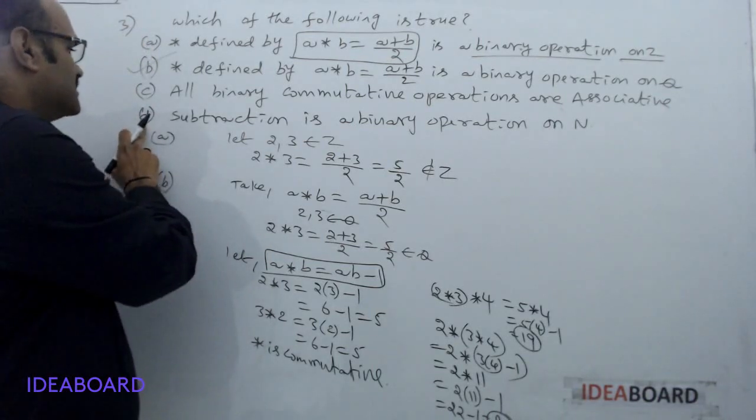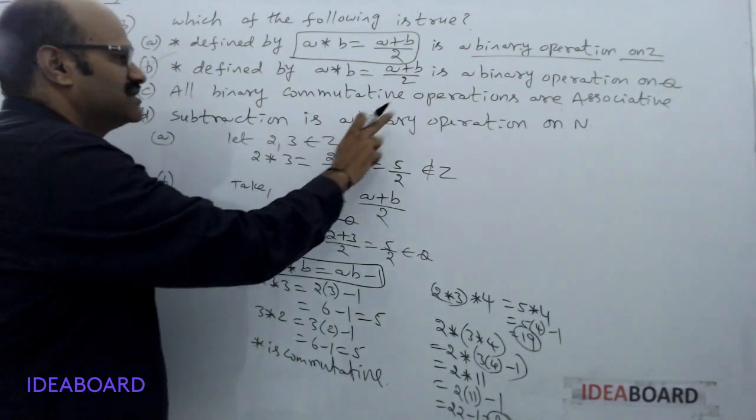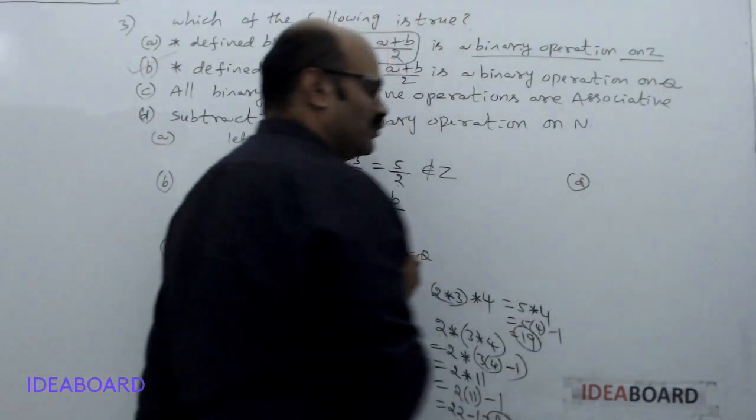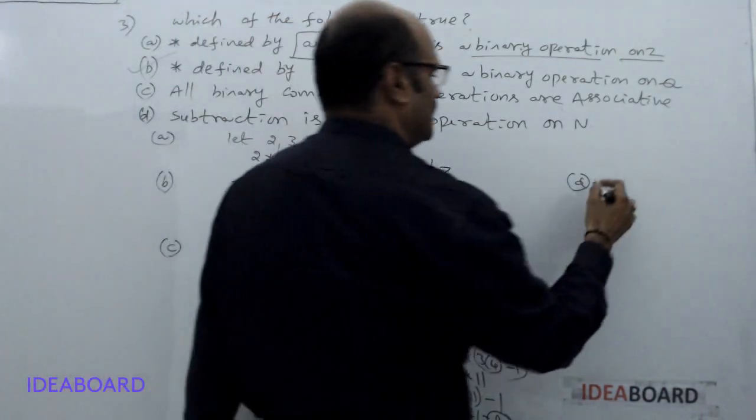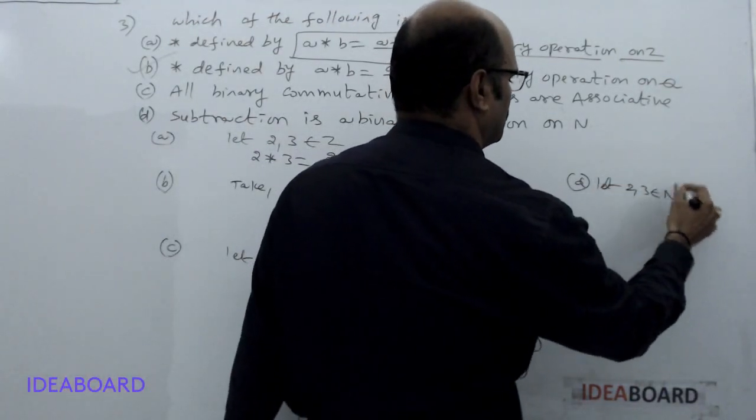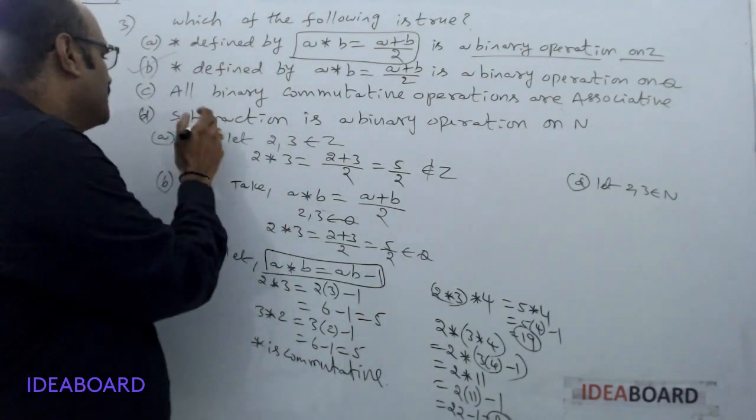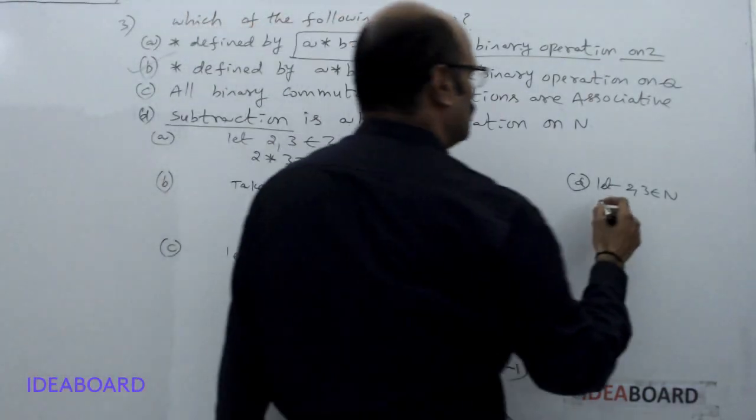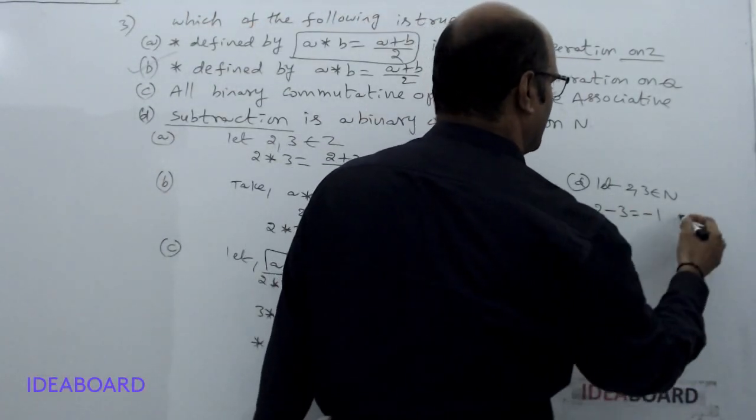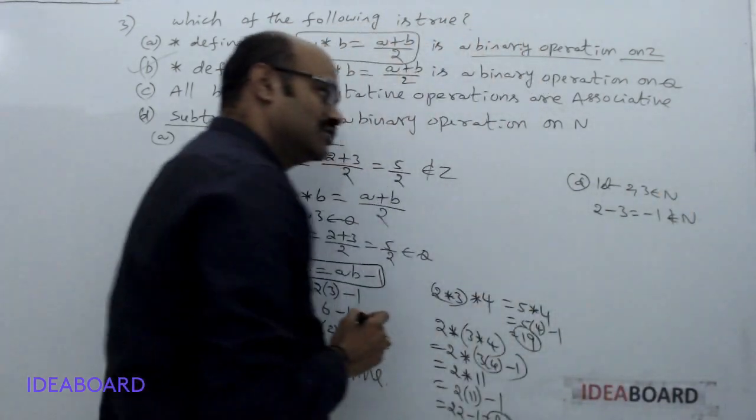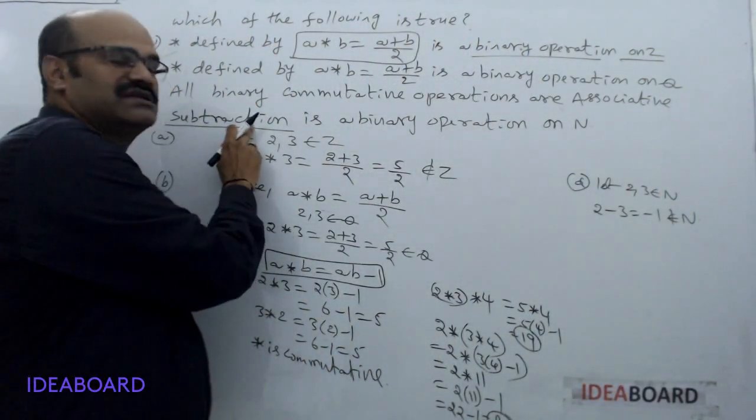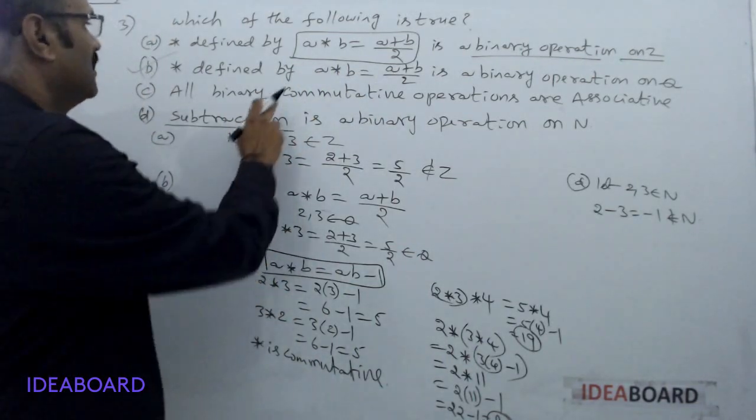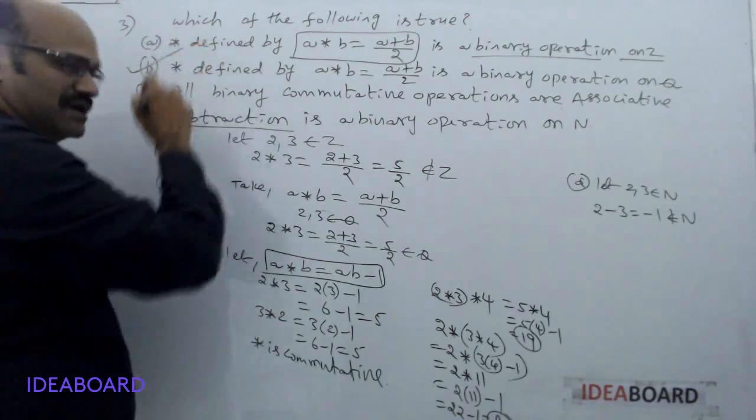Next, option D is given by subtraction is a binary operation on N. Let me take any two natural numbers. Let 2, 3 belongs to N. Here the binary operation is given by subtraction. So take 2 minus 3. 2 minus 3 equal to minus 1. Minus 1 does not belong to N. So here we say that subtraction is not a binary operation on N. So finally we conclude that second one is the correct answer.